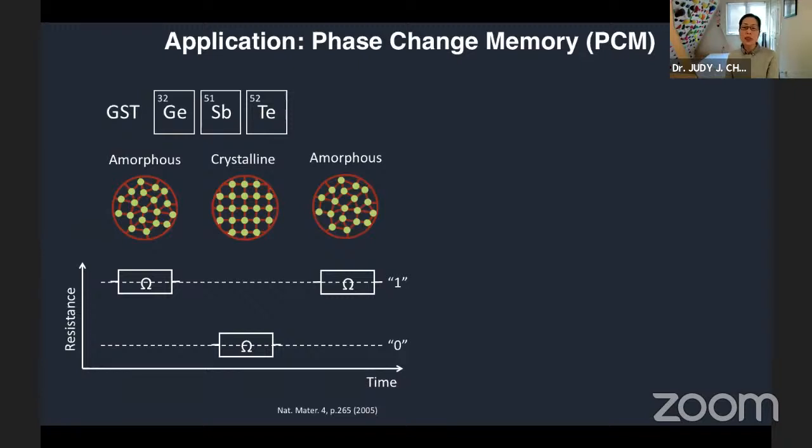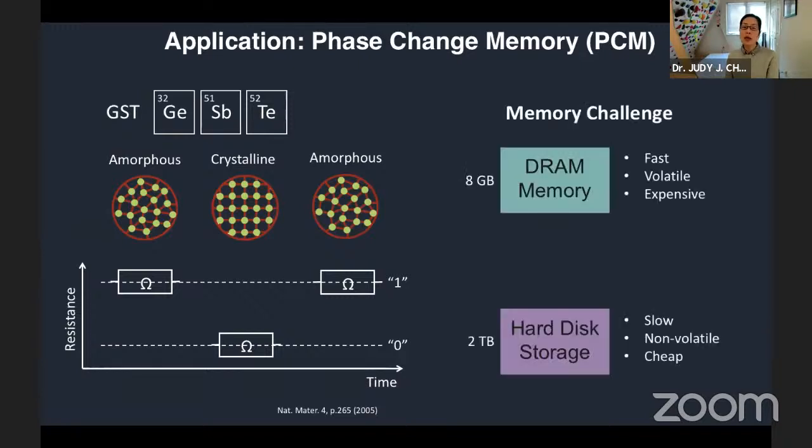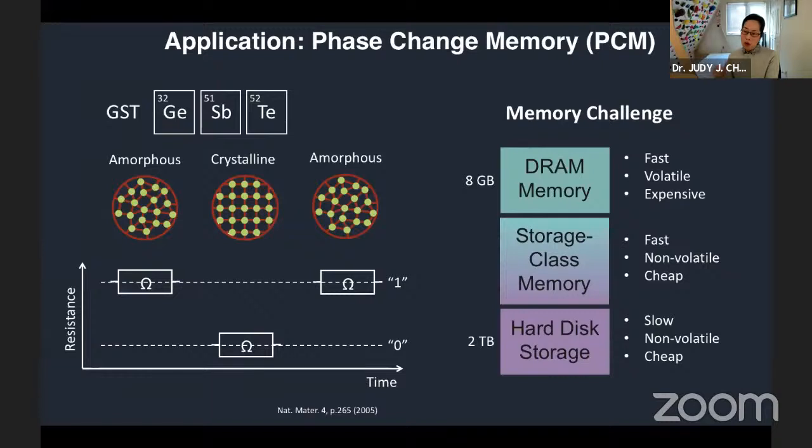PCM is considered one of the technologies that can perhaps fill the gap between our memory, which these days can go to hundreds of gigabytes, and hard disk storage. For storage, we now have terabytes, no problem, very cheap, but memory is still very expensive, and we're still limited to several tens of gigabytes. Eventually, we want to go to a universal memory class where we don't have any of these distinctions. But before we go into that stage, right now, we're working on making storage class memory.